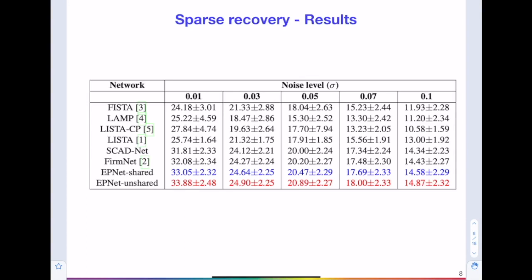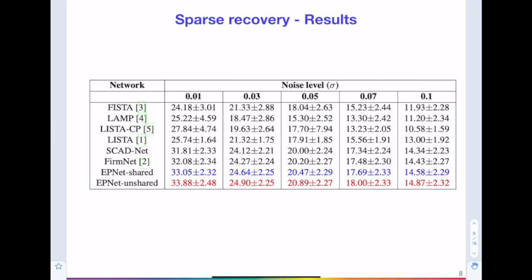We compared our method with the fast iterative shrinkage-thresholding algorithm FISTA, the learned AMP algorithm, the learned ISTA algorithm with coupling, the LISTA algorithm, and SCADNet and the MCPNet. So the experiment details are as follows. We would like to retrieve a 150 dimensional vector from 100 dimensional observations. The sensing matrix is generated from a random Gaussian distribution. And we varied noise levels with standard deviation from 0.01 to 0.1. In this table, all the numbers are given in dB.